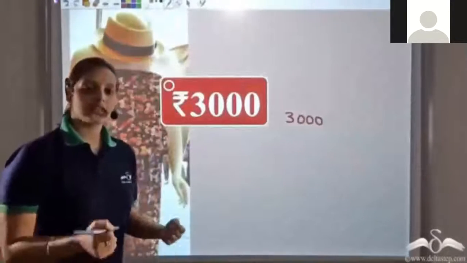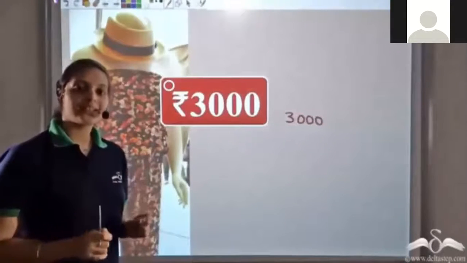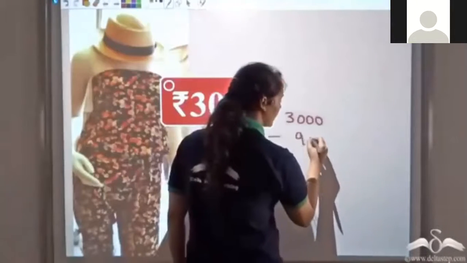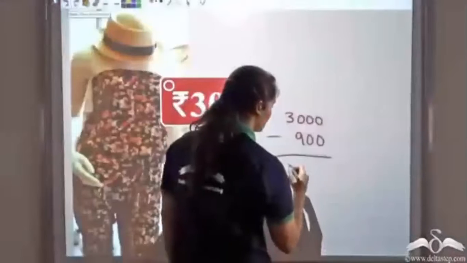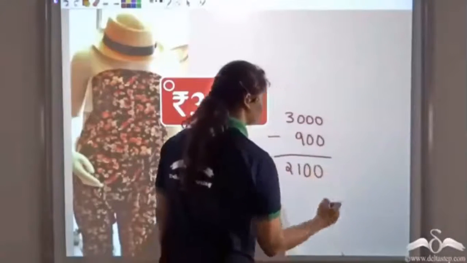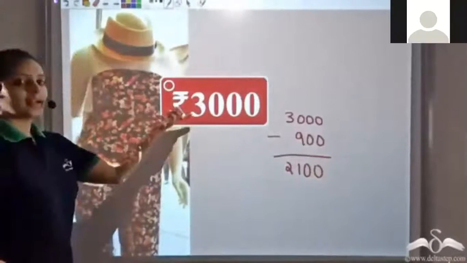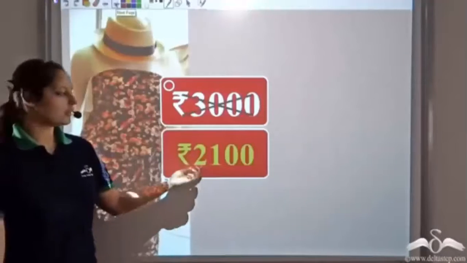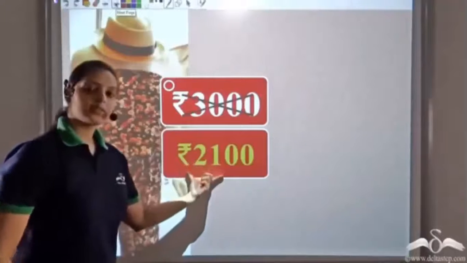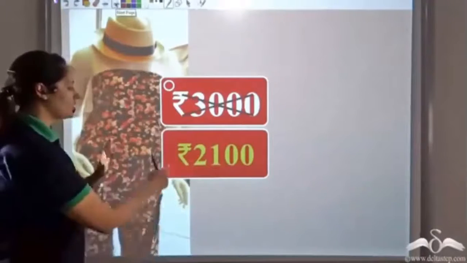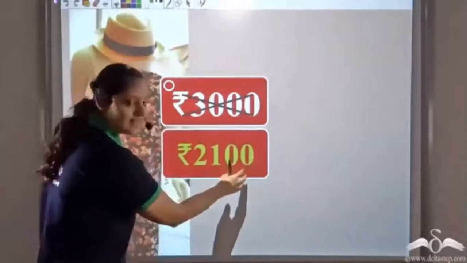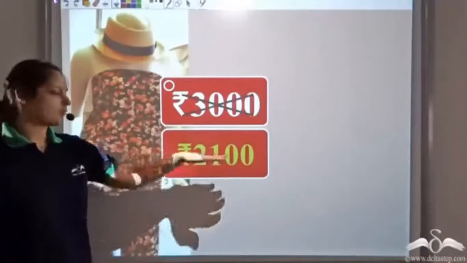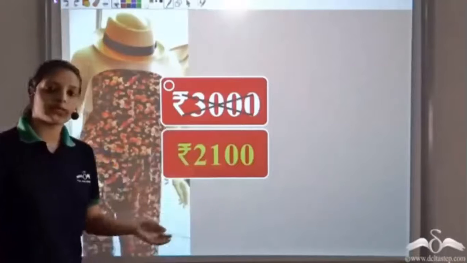But since the customer had the voucher which entitled him to 900 rupees free of cost, that 900 rupees would be subtracted. So the total cost would be 2100. So rather than paying 3000, the customer pays only 2100. So now, since the shop gives the dress for rupees 2100, this is the selling price of this dress because this dress was sold at 2100.